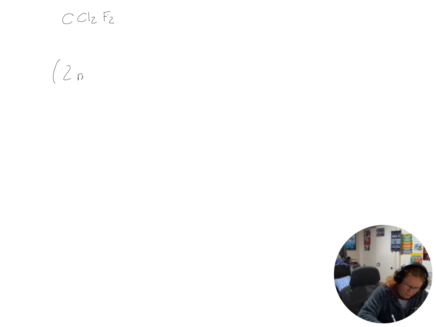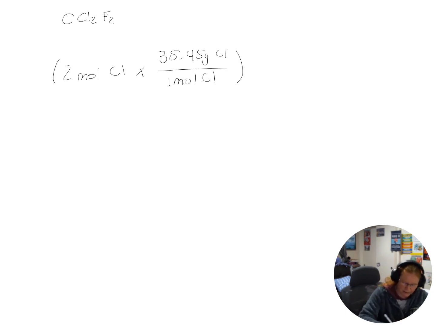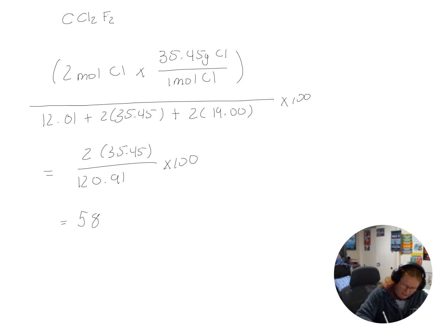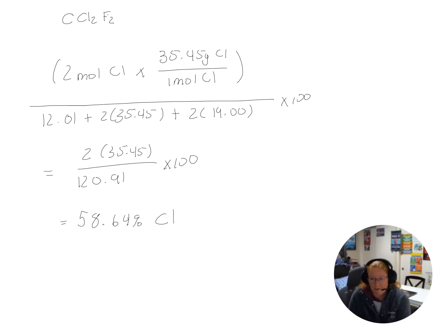So I'm going to take 2 moles of chlorine times 35.45 grams of chlorine in every 1 mole of chlorine. Okay, there's the mass of my part over the mass of my whole, which is going to be 12.01 for carbon, 2 times 35.45 for chlorine, and 2 times 19 for fluorine. All right, so when we do all of this, we get 2 times 35.45 on the top over 120.91 on the bottom times 100, and we get 58.64% chlorine.